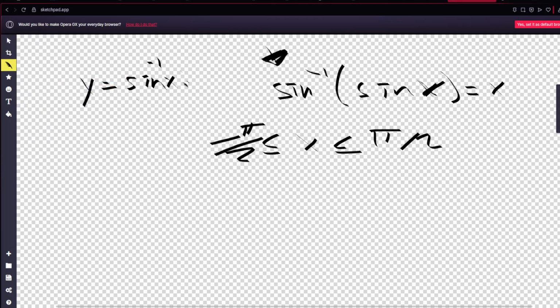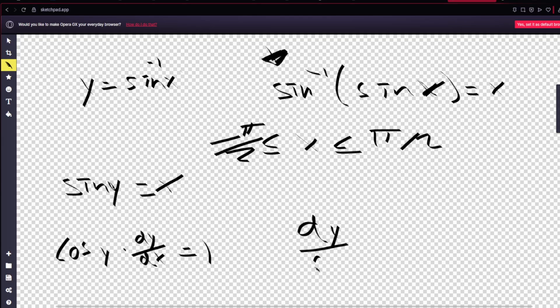So remember, we could just take sine on both sides. So it's going to be sine y equals x. Differentiate, or implicitly differentiate, on both sides, because we don't know what the derivative of y with respect to x is just yet. So it's going to be cosine y times dy/dx equals 1. Then we divide on both sides, so dy/dx equals 1 over cosine y.